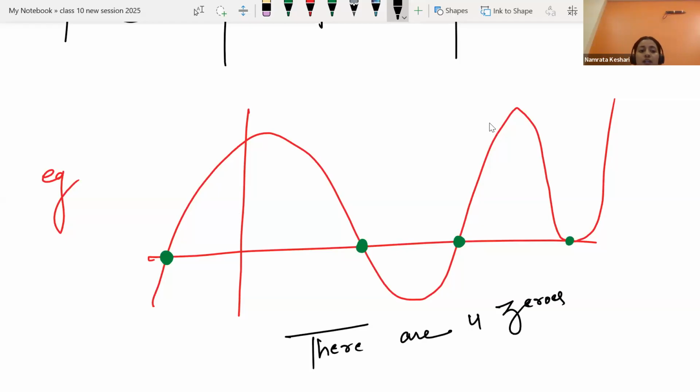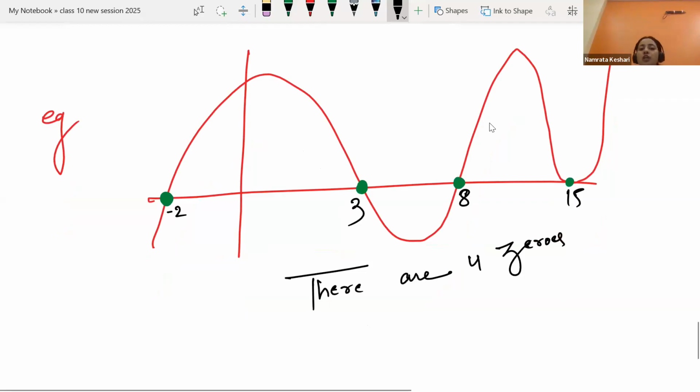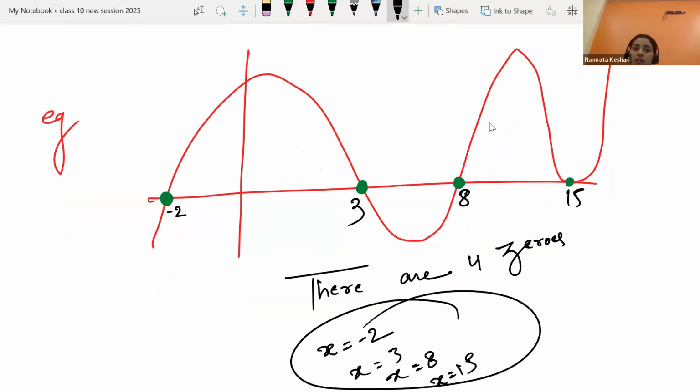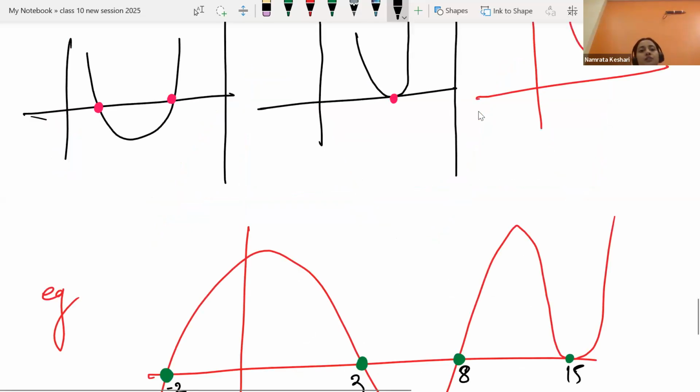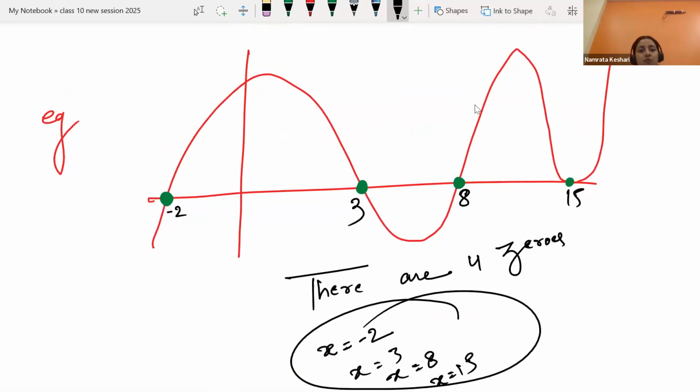If I also give you the points, that here -2 is there, here suppose 3, here suppose 8, and here suppose 15, and I ask what those 4 zeros are, you will say the x value is -2, x value is 3, x value is 8, and x value is 15. These are the values of the zeros. Getting it? So this is how we identify the zeros. Again, we don't have to see the y-axis. We will focus only on the x-axis.